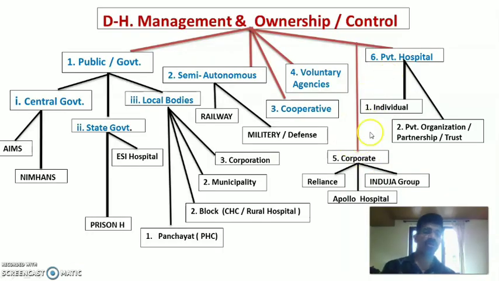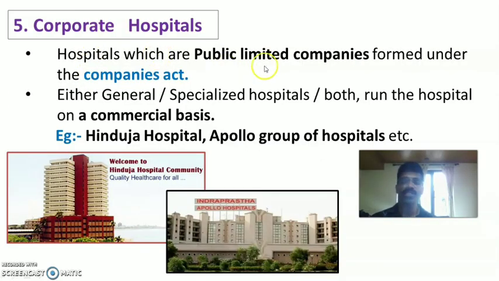Then corporate, I already said, that is a company run hospital called corporate, like Reliance Hospital, Apollo Hospital, Hinduja Group of Hospitals, etc. So these hospitals are run by various public limited companies that are formed under the Companies Act. So these hospitals have to register under the Companies Act, corporate hospitals. They may be general hospitals, specialized hospitals, or both. And they run the hospital on a commercial basis or business basis, like private hospitals. Example, Hinduja Hospital, Apollo Group of Hospitals, and even Reliance Hospital, etc. all come under corporate or company hospitals.